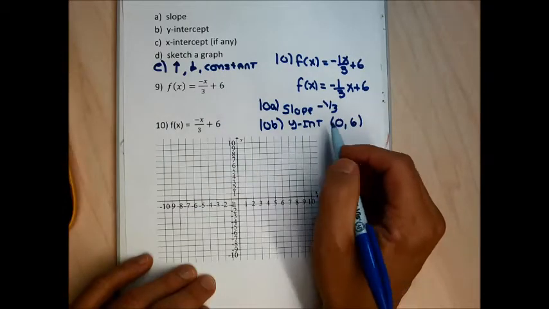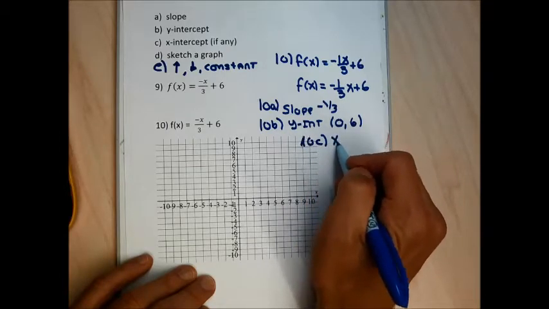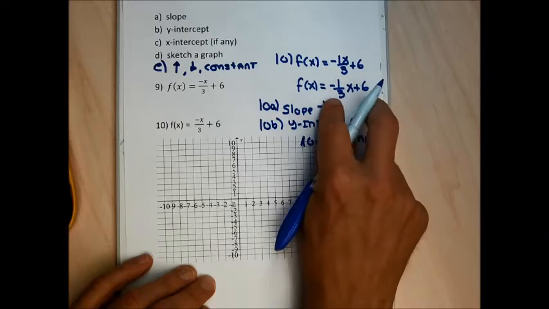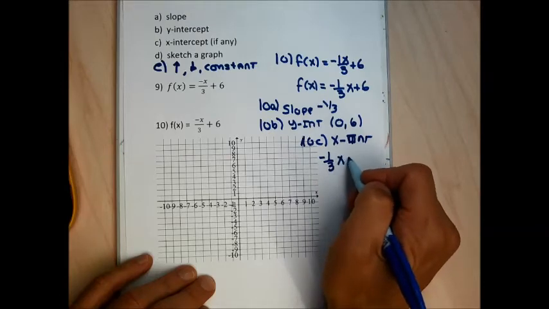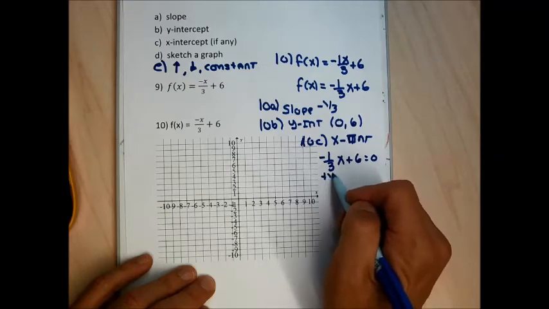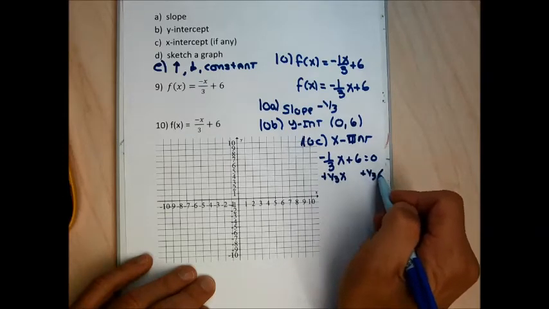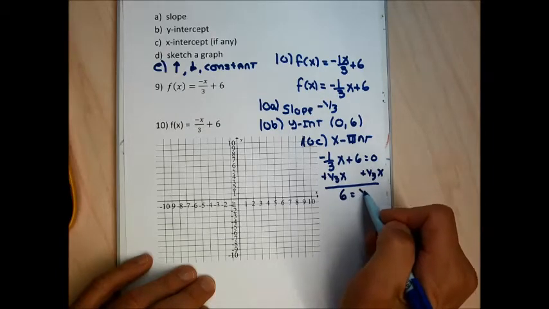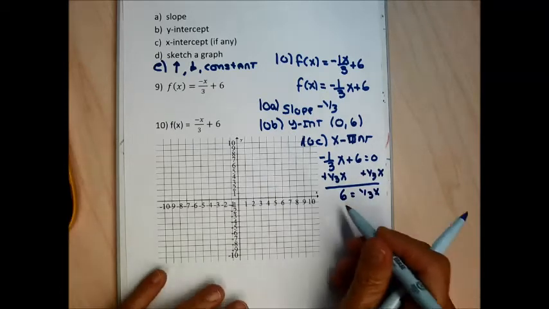When I go to do the x-intercept in 10C, it's probably easiest for me to work with this version. So I'm going to set that version equal to 0. So negative 1/3 x plus 6 equals 0. I'm going to add 1/3 x to both sides to get some positives as opposed to a bunch of negatives. If I had subtracted 6 from both sides, I would have had a negative on the left side and a negative on the right side, which is not my favorite. Now I'm going to divide both sides by 1/3.